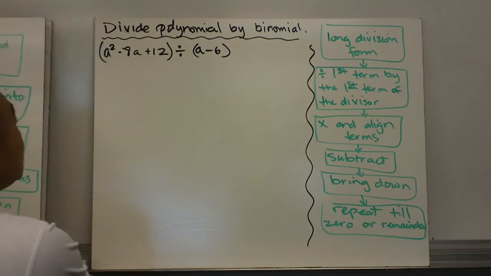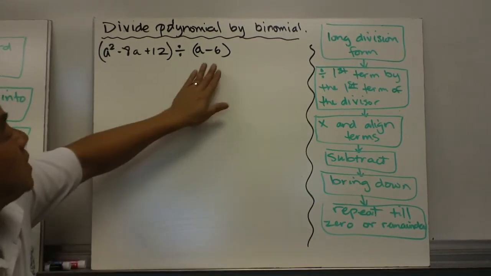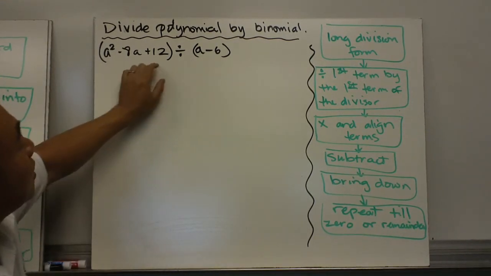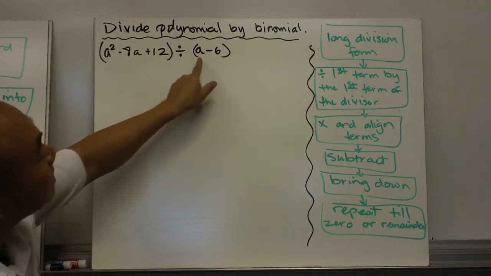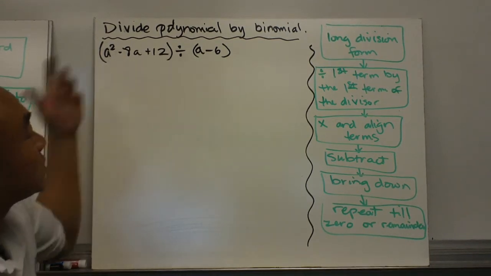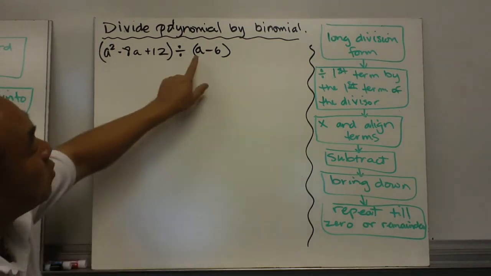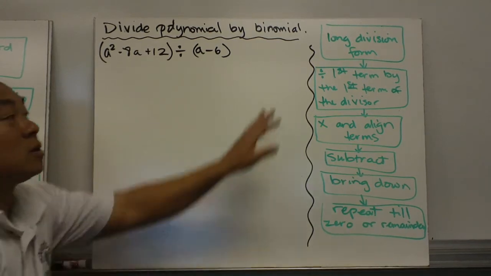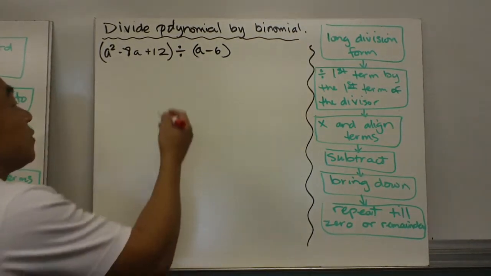Alright, so let's try another one. Let's take now a polynomial, a quadratic again. We're going to divide this by a binomial this time. The first time we did this, we only did it with one term. This one we now have 2 terms. So same thing here, long division format.